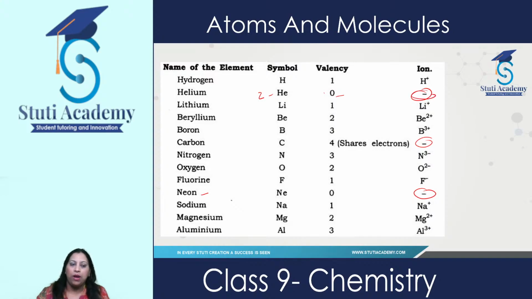And if we talk about carbon, which is an exception, this property is known as catenation, which I'll discuss in the carbon compounds chapter. It shares electrons because its valency is 4. So I hope till here it is clear.